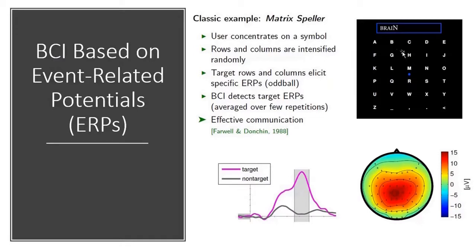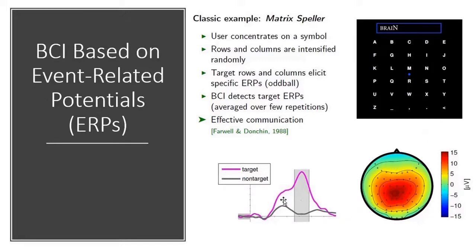Here, the user concentrates on one of the symbols that is being flashed, usually in pseudo-randomized order. Either rows or columns are intensified randomly. So you focus, pay attention, or you attend to some letter. For instance, you want to type N, right? You look at it, you pay attention to it, and then you can generate a brain response locked to that event where this column and row is intensified. That means, again, the target columns and rows elicit detectable event-related potentials. And the task of BCI is to detect these event-related potentials.